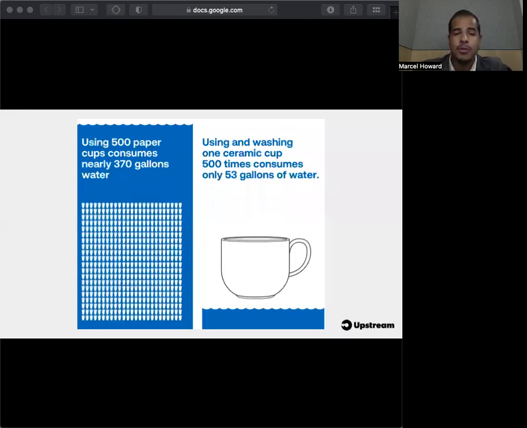In addition, reusables can save on energy and water consumption. The use of efficient dishwashing equipment has the potential to reduce overall energy usage by 45% for a reusable system, and making 500 single-use paper cups requires 370 gallons of water, while making one ceramic cup and washing it 500 times requires only 53 gallons of water.